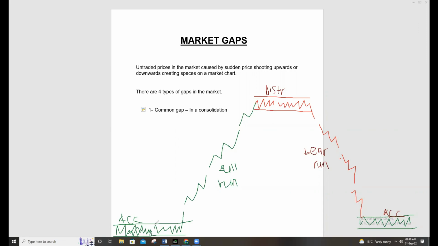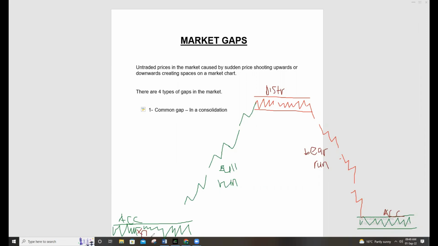So what we're saying is something like this. In here, you will find that we are accumulating. Then there's this gap here. Maybe this is a candlestick, and then the market runs and gets another one up here. So the gap here is what we call the common gap. We're going to name it number one.